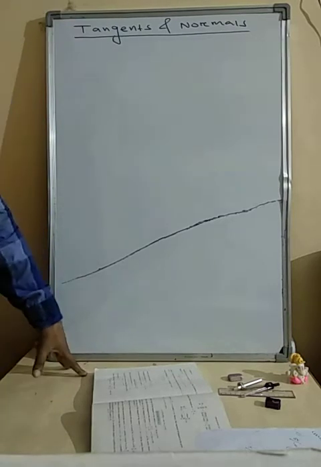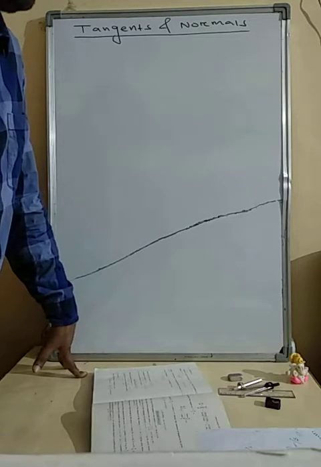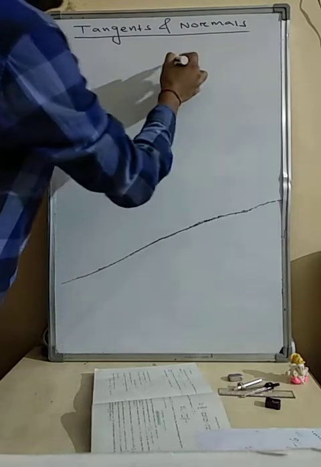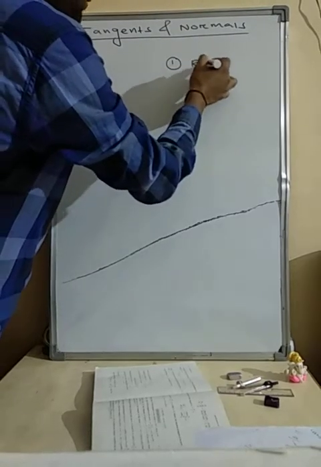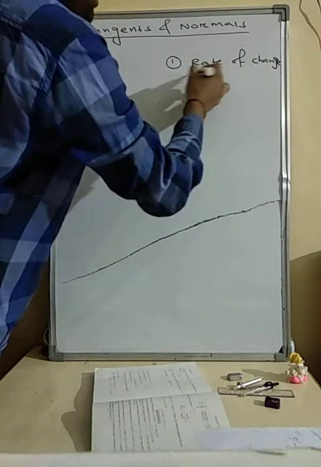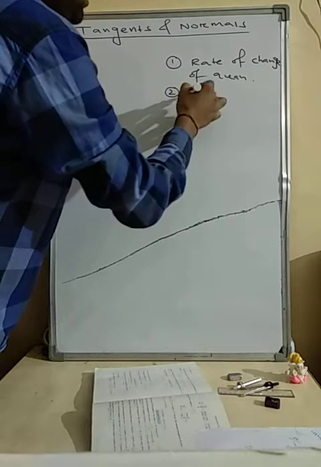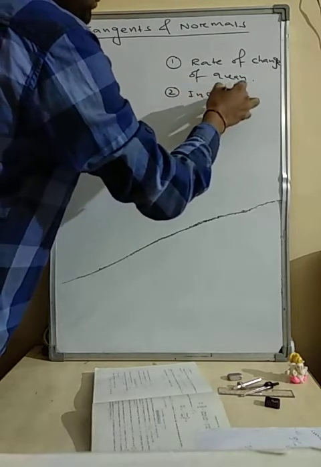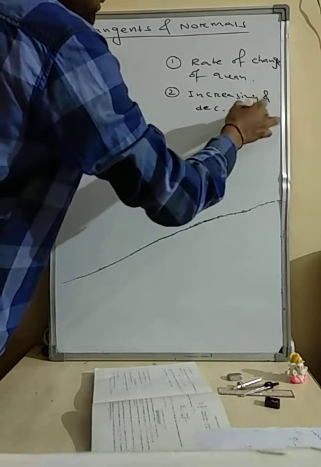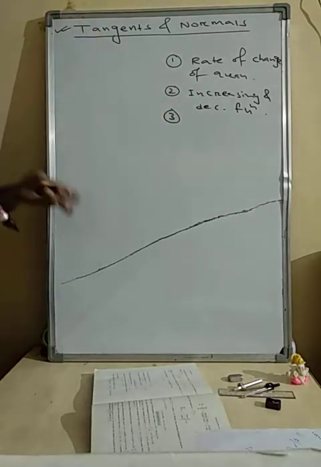We are discussing application of derivative, and there I already discussed two points. One is rate of change of quantity, and the next one I already discussed, increasing and decreasing function. The third one we are going to discuss is called tangents and normals.